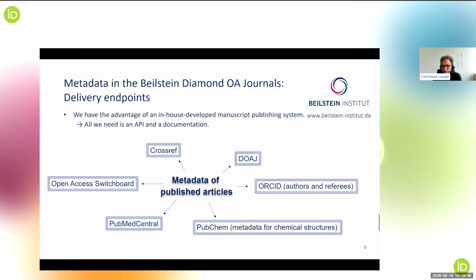There's also Crossref, of course, which is important, and we send all of our articles to PubMed Central, where we are part of the PMC Open Access subset. We are also part of the Directory of Open Access Journals, DOAJ, and last but not least, we deliver metadata on chemical structures to PubChem. We have the advantage that our manuscript tracking and publishing system is developed in-house. This gives us a lot of freedom, and all we need basically is an API and corresponding documentation, and then we are good to go to implement whatever we like or think that we need.